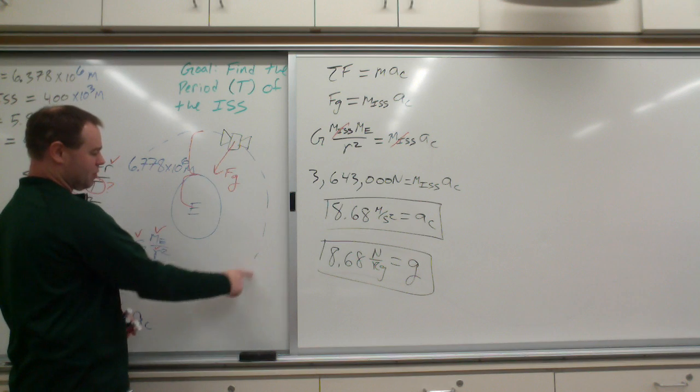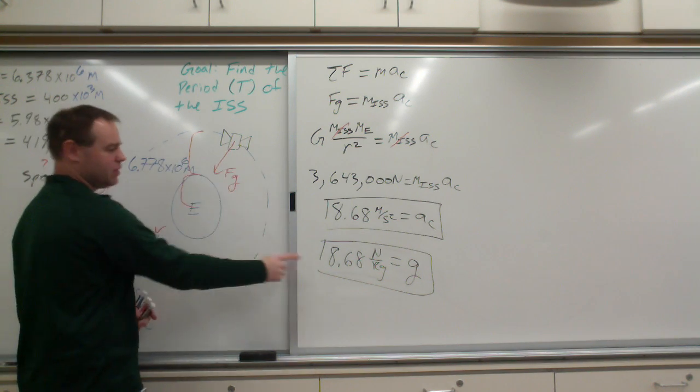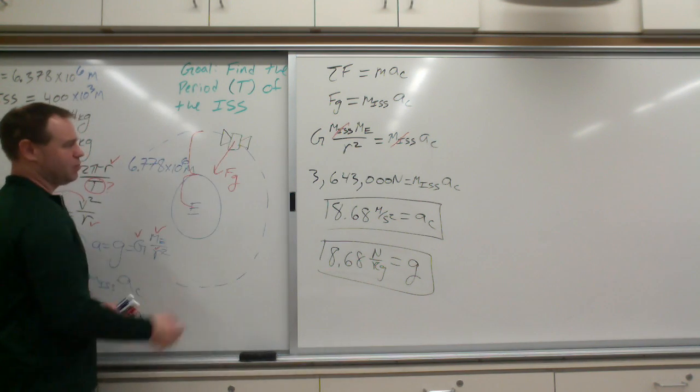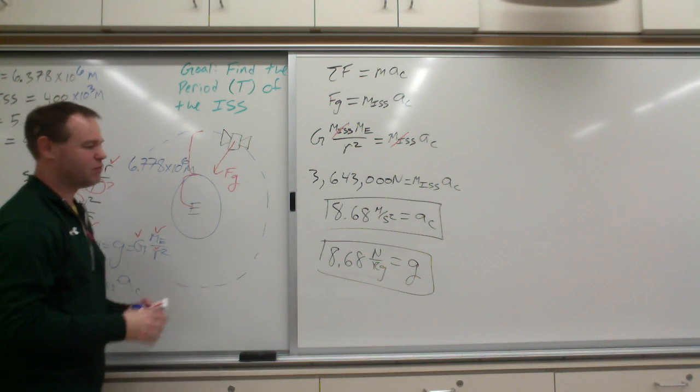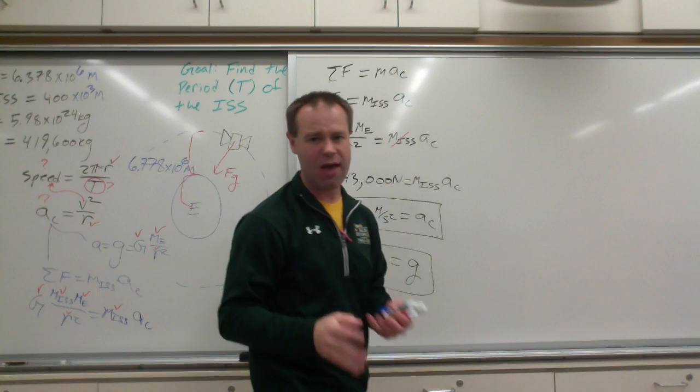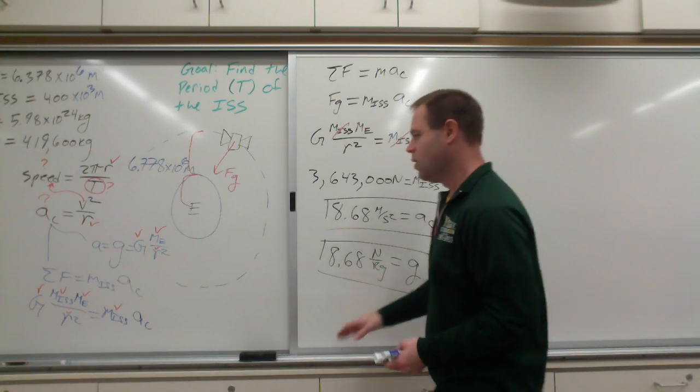The gravitational field strength at that distance away from the Earth is this value no matter what the mass of the object is. So an astronaut or the International Space Station feels the exact same gravitational field strength at that altitude. All right, great. So now let's come back here.